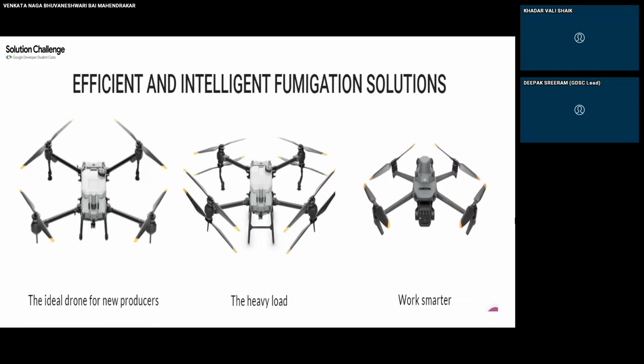Indigo Drones is a company that started making drones for farmers. We have three types of drones here. The first one is for new producers who don't know how to use technology well, and we will tell them how to use it. The second one is for heavy loads, and the third one is to work smarter.